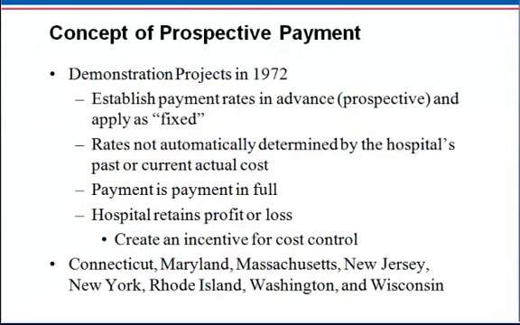So between 1972 and 1983, Connecticut, Maryland, Massachusetts, New Jersey, New York, Rhode Island, Washington, and Wisconsin implemented prospective payment systems by participating in demonstration projects. So based on the results of those projects, they found that the prospective payment systems were effective in reducing the rate of increase, so how fast those were increasing hospital costs.